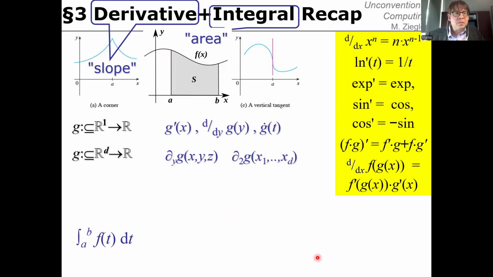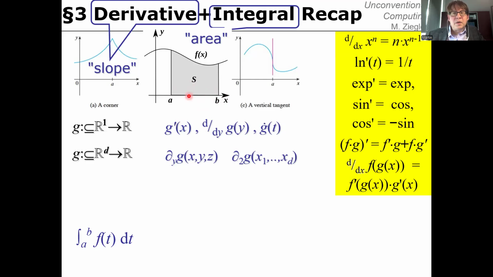So that's integration. Technically, this is called the Riemann integral. There are other types of integrals, and we sometimes need to be careful when there's a singularity, then maybe the integral may be infinite. This is, by the way, an oriented area. If we integrate from b to a in the opposite direction, then it's going to be the negative area.